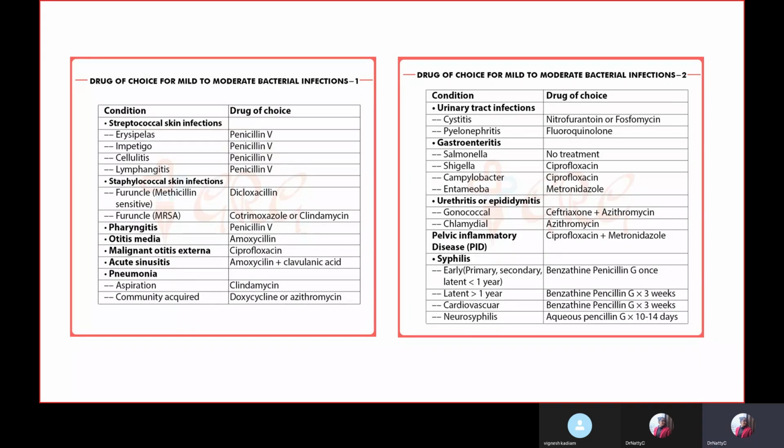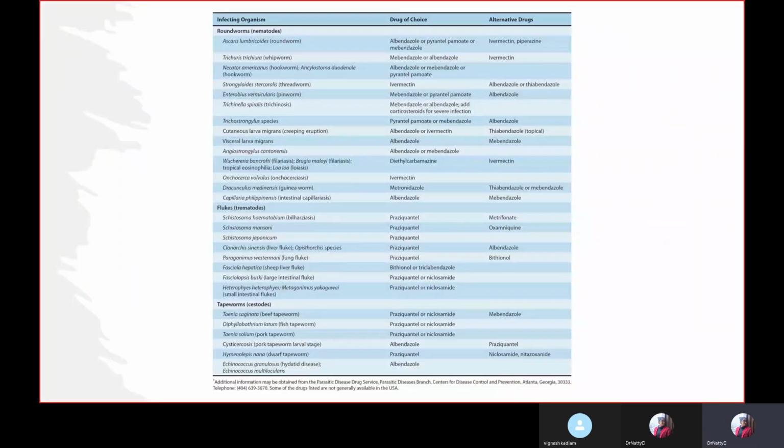Then for syphilis, primary syphilis, it is usually penicillin, benzathine penicillin. For neurosyphilis, that is the tertiary form of syphilis, you give aqueous penicillin. Just remember, penicillin is the drug of choice for most bacterial infections. Next, the drug of choice for other infections. For any parasitic infection, just remember a few drug names. Whenever there is any parasitic infection, I mean any worm infection, they all belong to parasites.